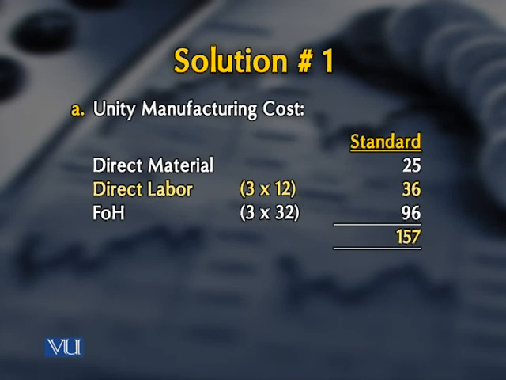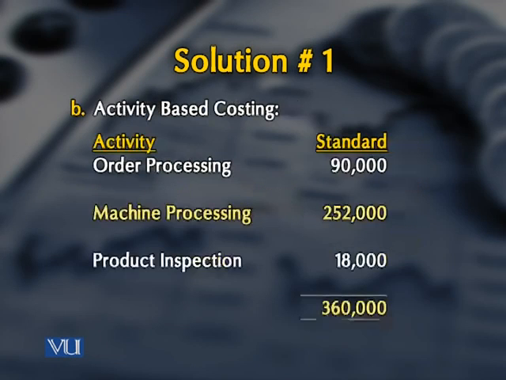That is 3. So direct material and direct labor are clearly given. As far as overheads are concerned, 3 times 32 is 96 and 4 times 32 comes to 128. So the cost is 157 and 216 in case of traditional. In activity base, there are 3 activities: order processing, machine processing and inspection.